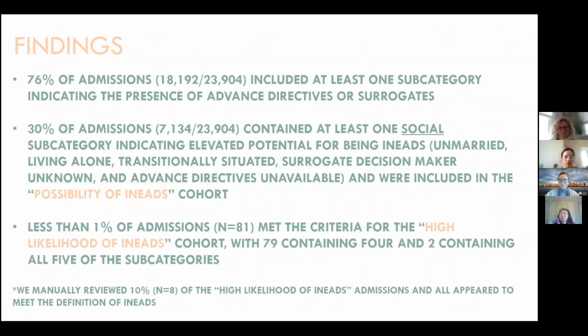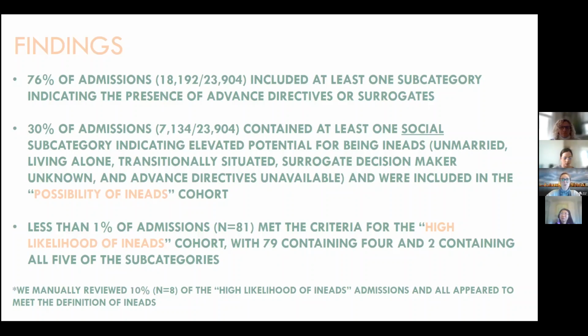So now on to what I consider the exciting part, the more interesting findings related to our actual research questions. So we found that 76% of admissions included at least one subcategory that indicated either the presence of advanced directives or surrogates. So meaning that those patients would not be in need, right? Even if they didn't have decisional capacity, they have either advanced directives or surrogates who can give the clinical team some kind of a clue into what types of decisions that patient might want to make or have made on their behalf.